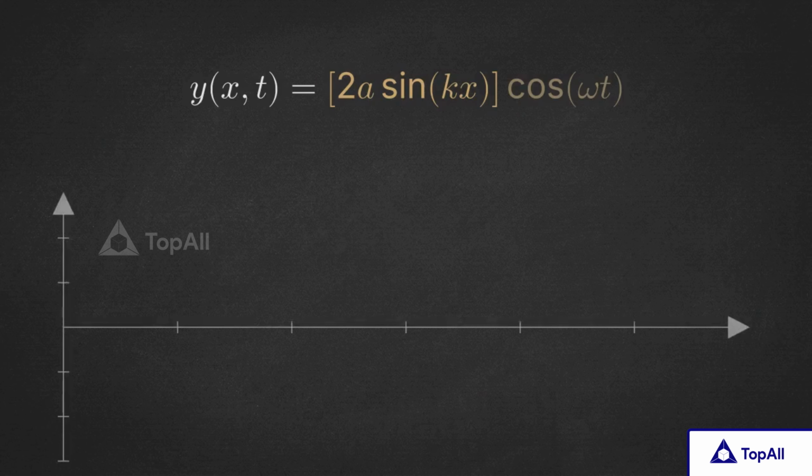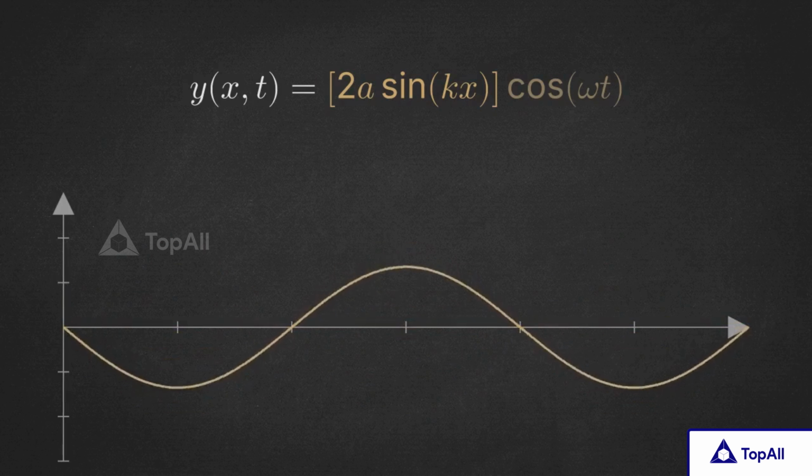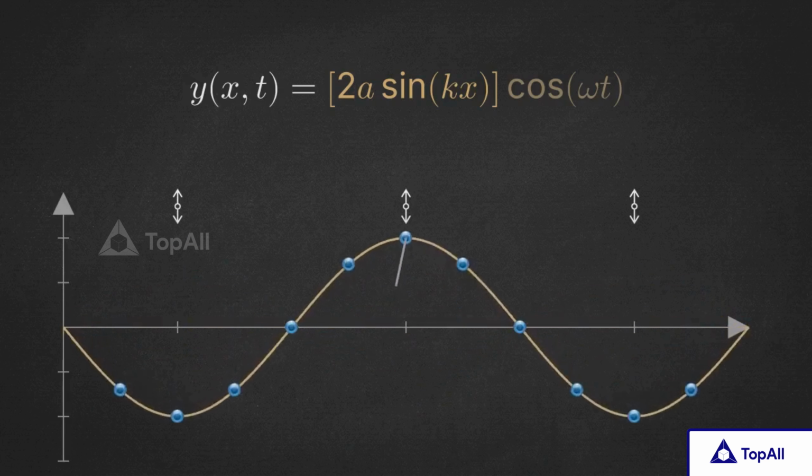In a traveling wave, amplitude is a constant number. Here, the amplitude is a function of position, x. Your vertical swing depends entirely on where you sit on the horizontal axis.